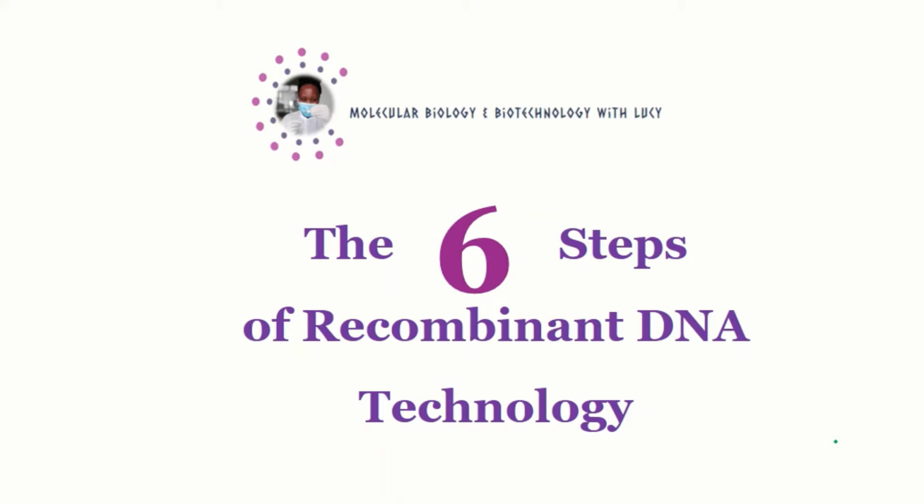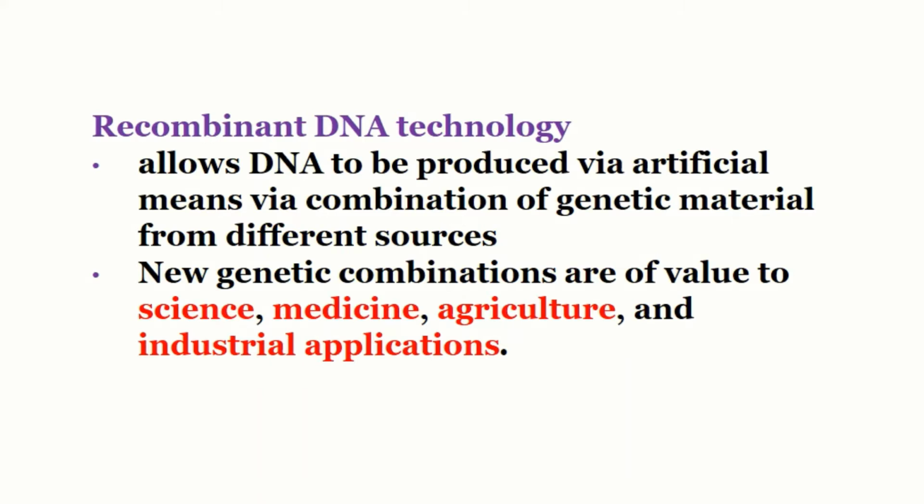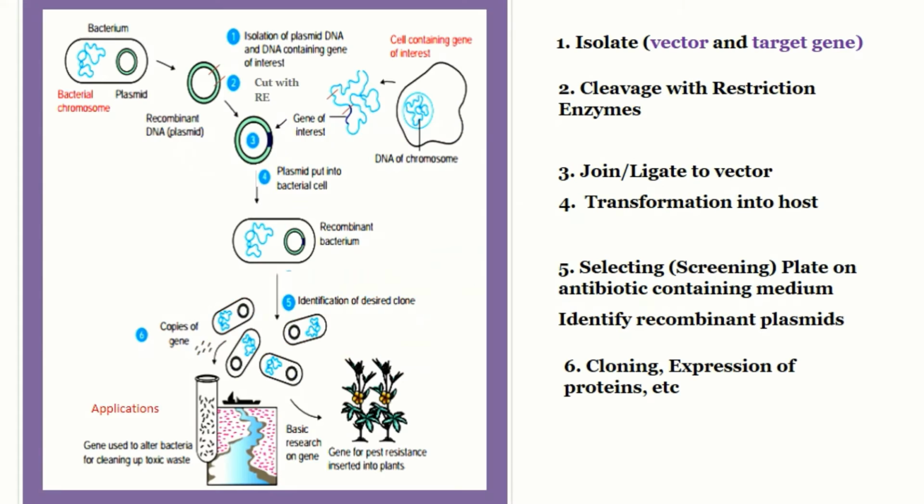Today we'll be talking about the 6 steps of recombinant DNA technology. Recombinant DNA technology allows us to produce DNA via artificial means through combination of genetic material from different sources. Now, these new genetic combinations are of value to science, medicine, agriculture, and industrial applications. So let us look at the 6 steps.